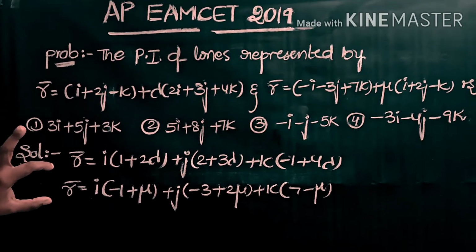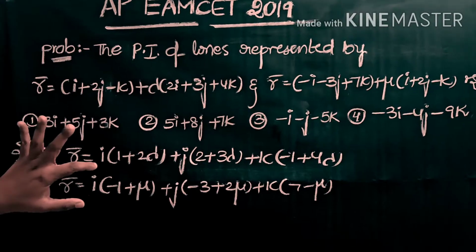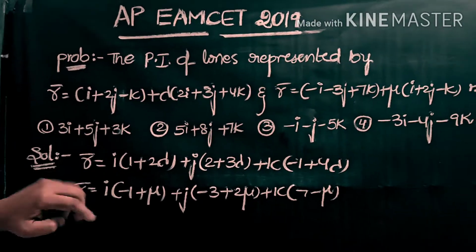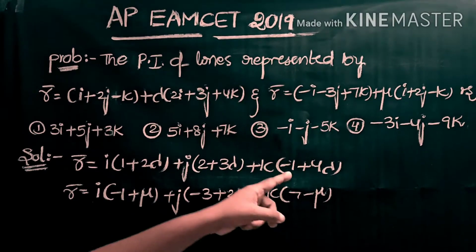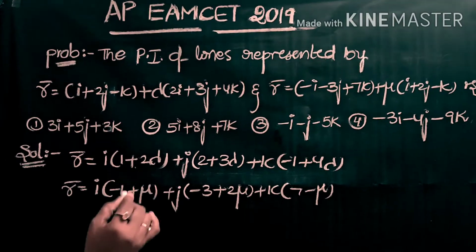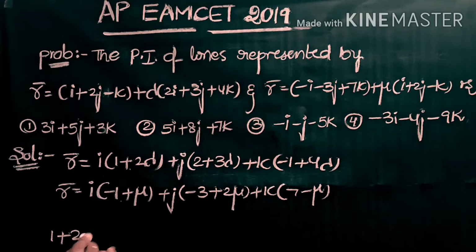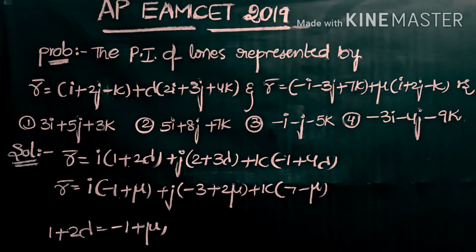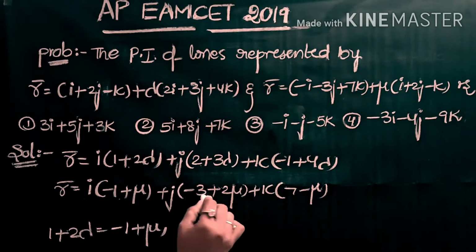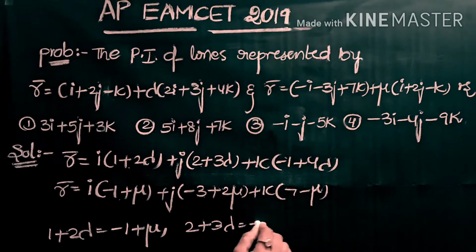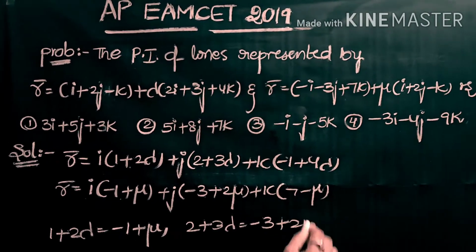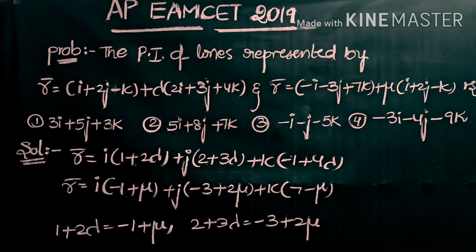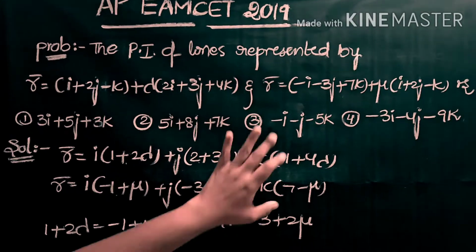Now to find the point of intersection, first we equate the components of i, j, k, that is i component is equal to i component, j component is equal to j component and k component is equal to k component. So first by equating the i components, 1 plus 2 lambda is equals to minus 1 plus mu. Next, by equating the j components, 2 plus 3 lambda is equals to minus 3 plus 2 mu. Now it is enough to take these two equations to find the values of either lambda or mu. So we will leave the third value.